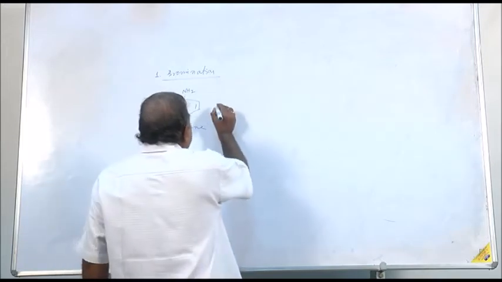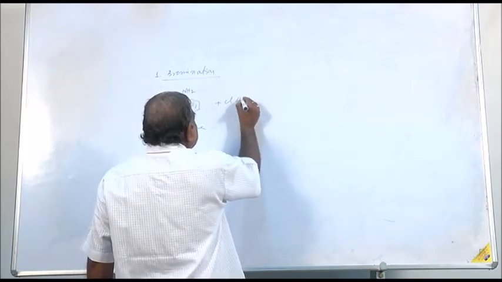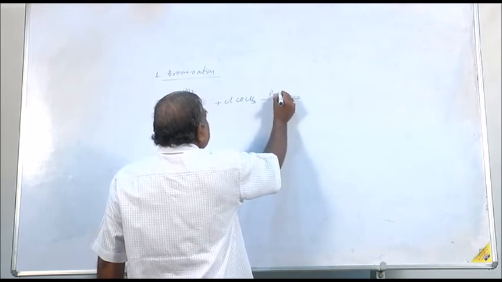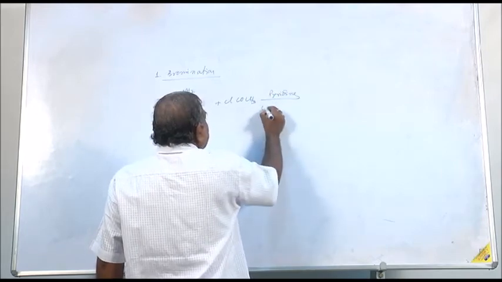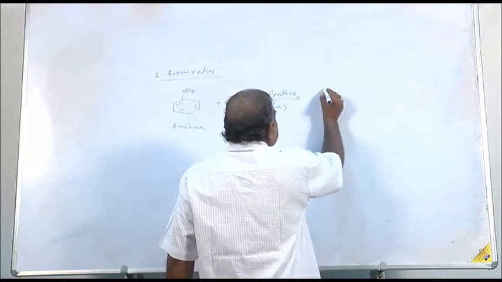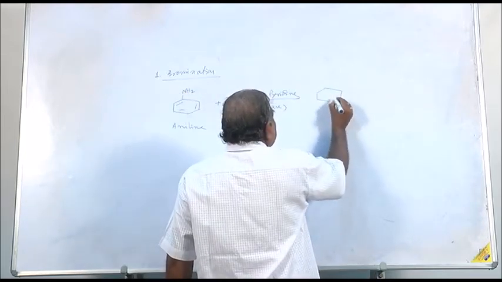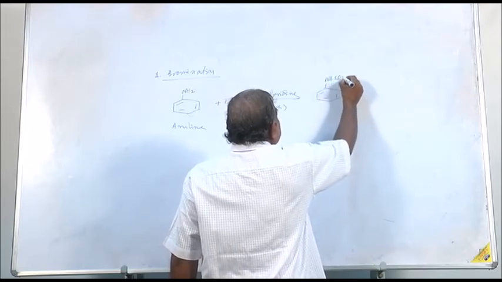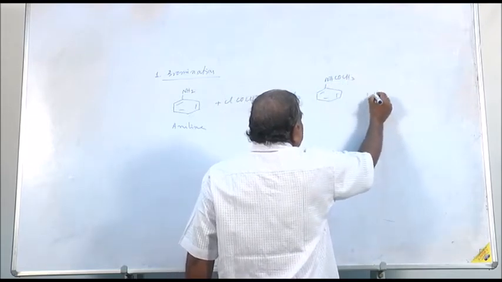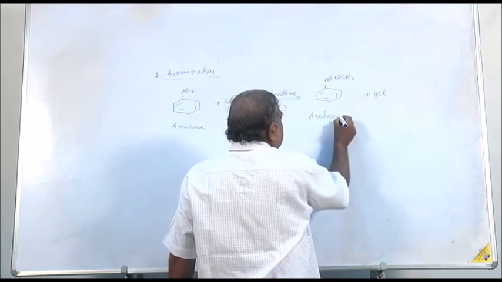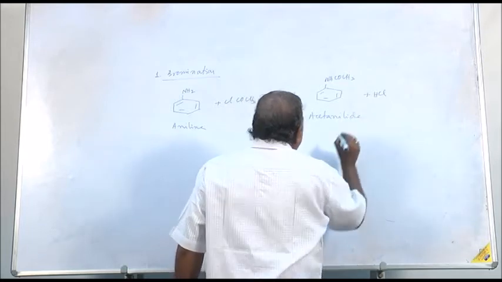Now take aniline, treat it with acetyl chloride. As already I have told you, you will have to take pyridine as a base to neutralize the HCl produced. So first you will get acetanilide, NHCOCH3 plus HCl, acetanilide.